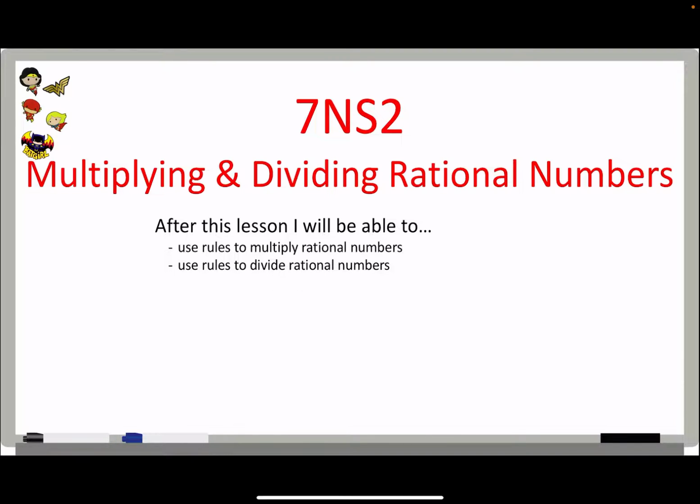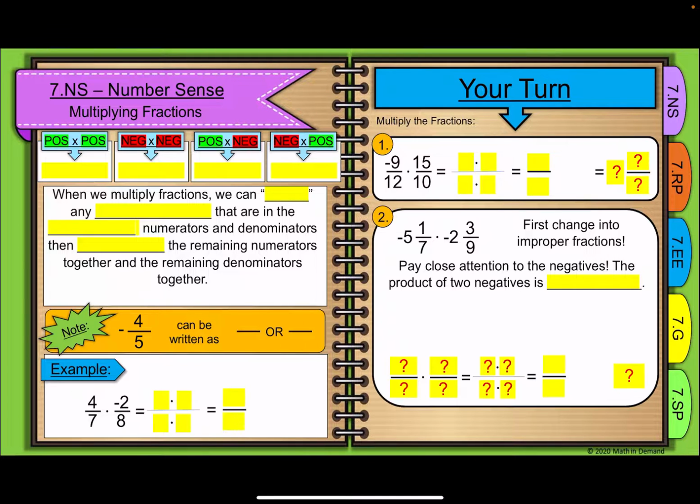Welcome to Lesson 7 NS2, Multiplying and Dividing Rational Numbers. After this lesson, we should be able to use the rules to help us multiply and divide with rational numbers. Keep in mind that the process for how we divide with fractions and decimals, and how we multiply with fractions and decimals, will always be there. Now we're just adding on the next step of: is my answer positive or negative? So let's give it a shot.